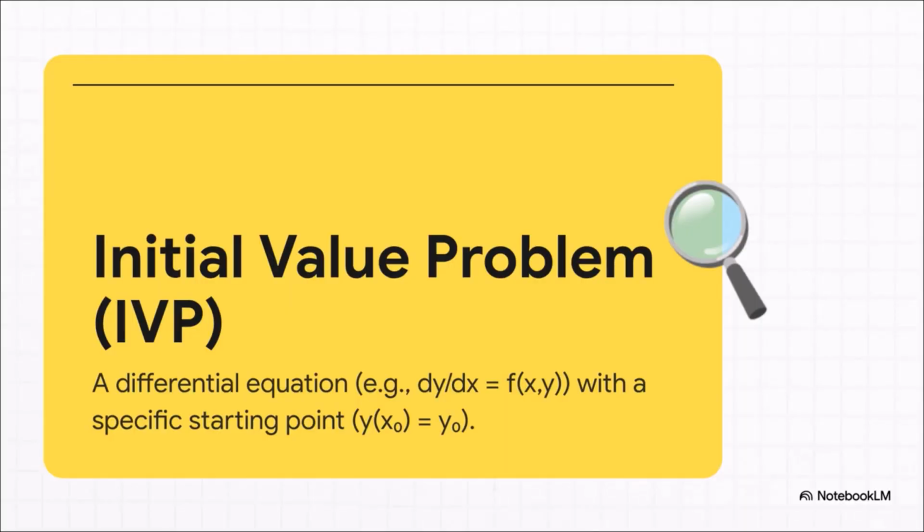So what we're looking at here has a fancy name, an initial value problem, or IVP. And it's really just two pieces. You've got the differential equation, that's the rules of the road, the thing that draws all those little arrows. And then you have the initial value. That's your starting X marks the spot on the map.